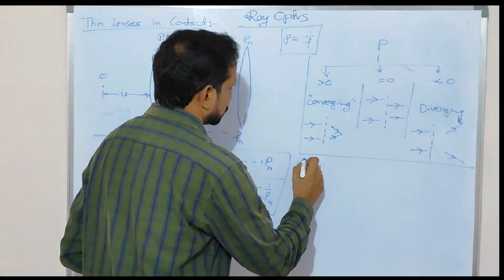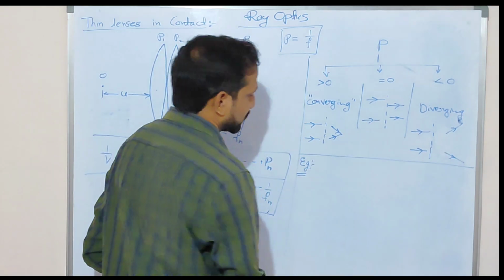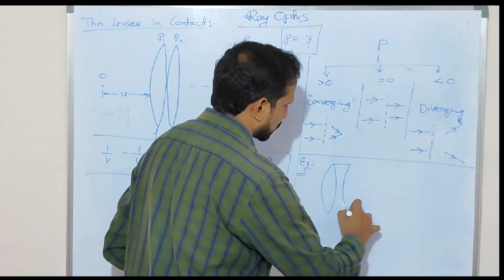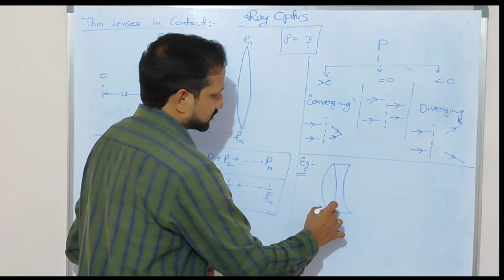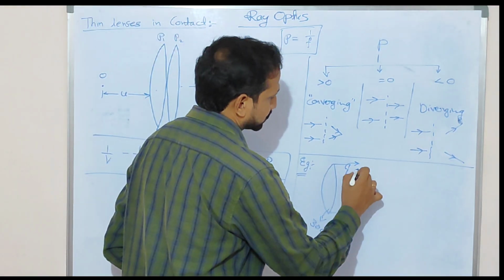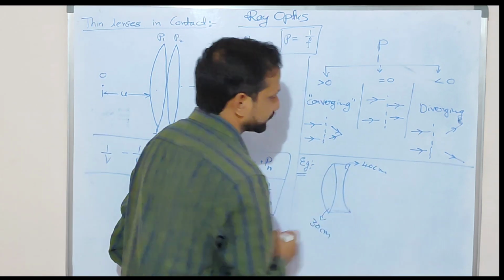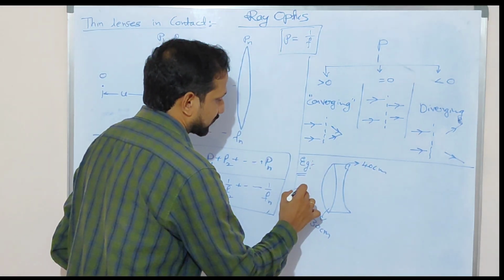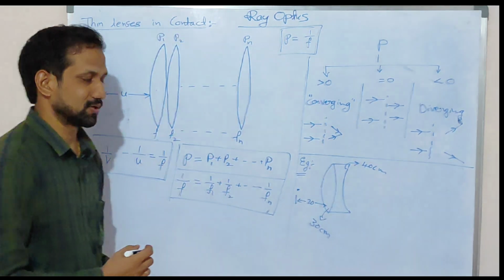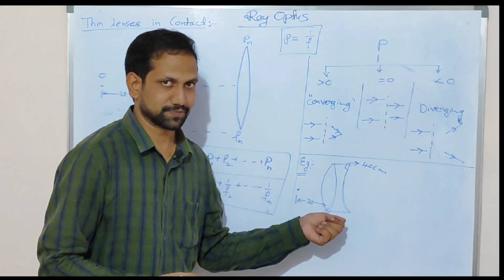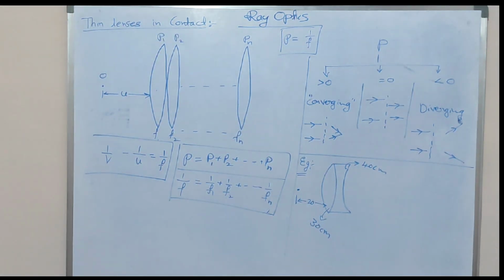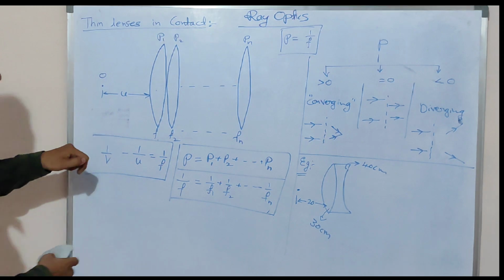For example, suppose there is a convex lens and a concave lens. The convex lens focal length say 30 centimeters and the concave lens focal length say 40 centimeters. And in front of the convex lens, at a distance say 20 centimeters, there is an object placed. Then where will the image be formed, what will be the image distance, and of course they can also ask you the nature of the image. So we can solve this problem by using this condition.